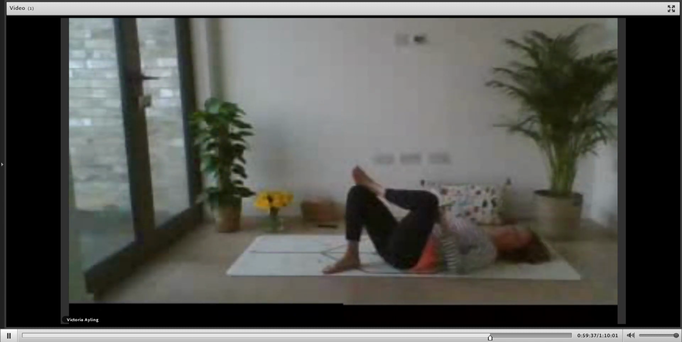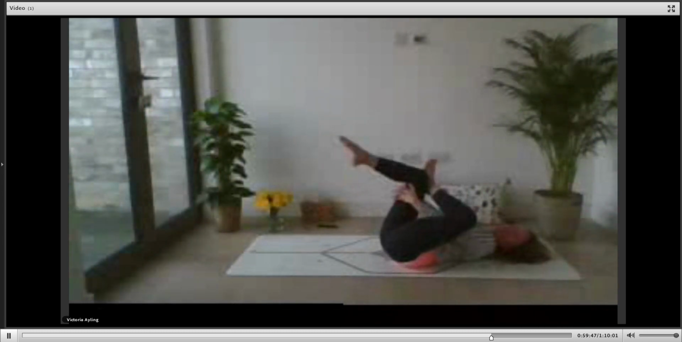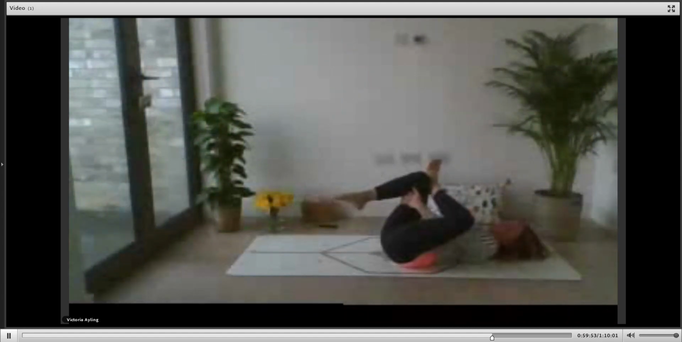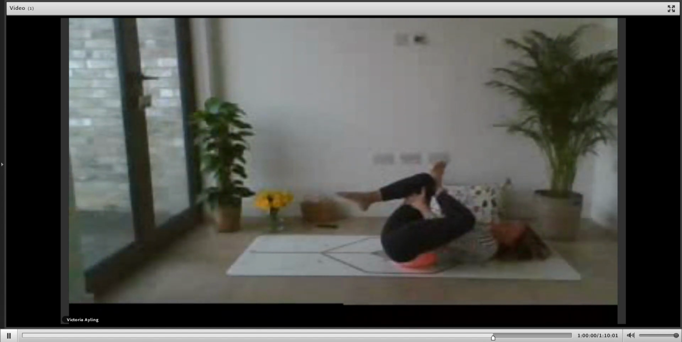So you're making this shape with the legs and you're gently pressing the knee away. Either stay here or draw the legs towards you and interlace at the back of the right thigh. Okay, so your left arm is going between the legs so you can catch that right thigh. Okay, so gently squeezing the right thigh towards you, relaxing the shoulders. Breath is relaxed.